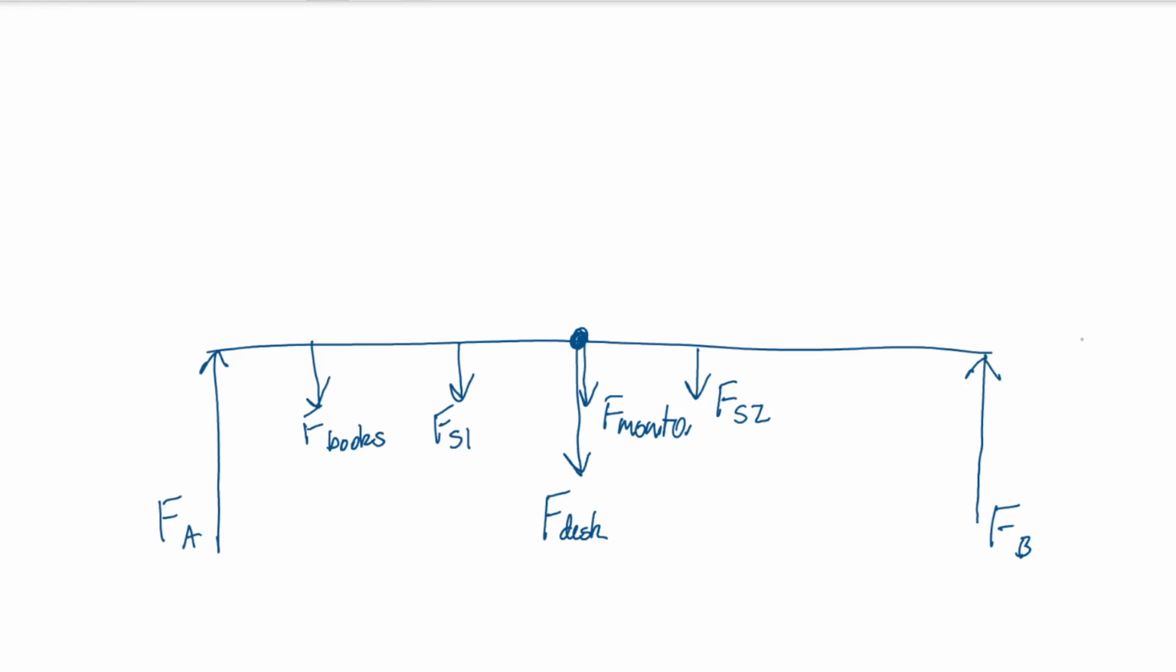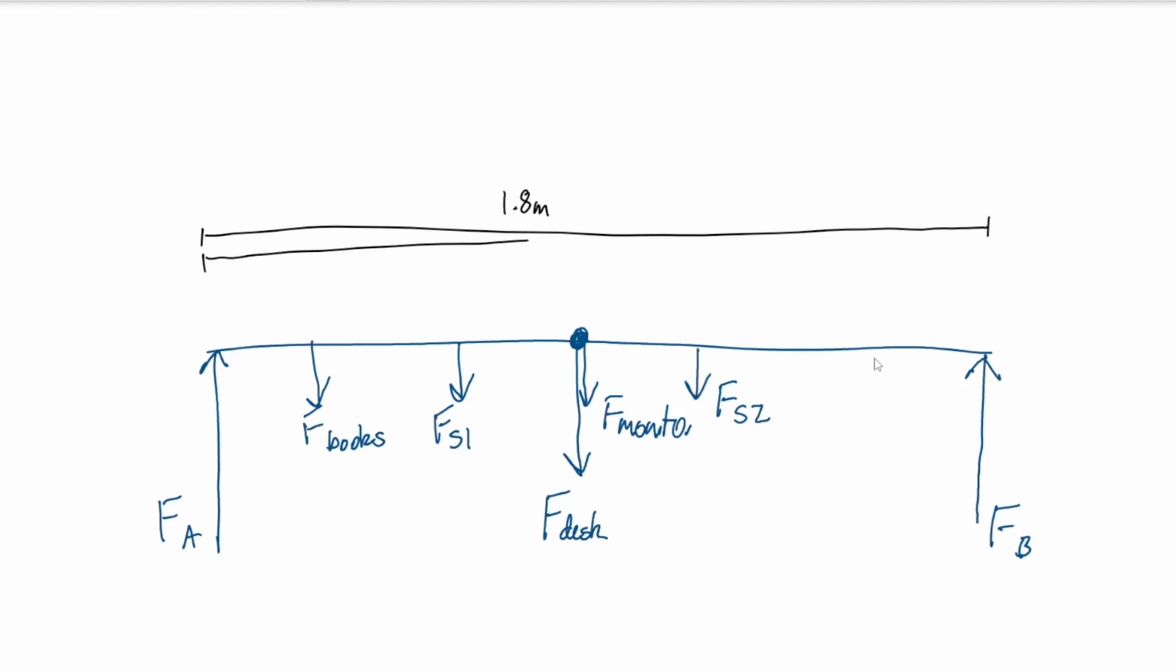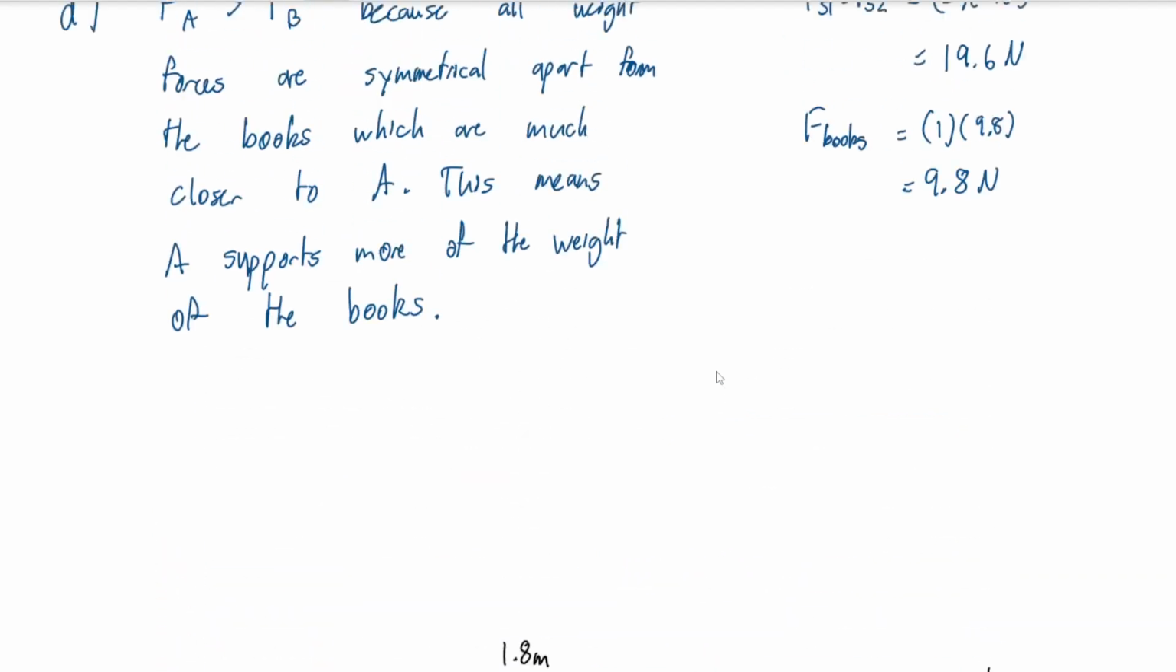So we have 1.8 meters for the full length of the disc, which means halfway would be 1.8 divided by 2, which is 0.9. And that would account for the weight of the disc and the monitor. I see we still have three weight forces that don't have a distance from A. So let's work those out now.